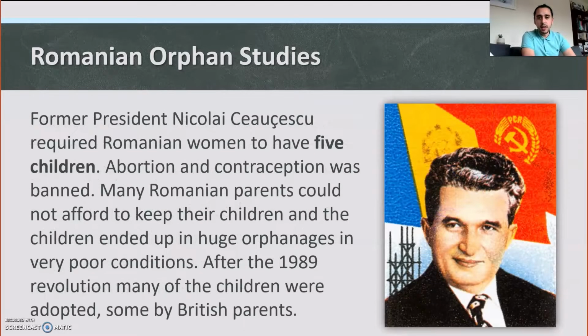Former President Nicolae Ceausescu required Romanian women to have 5 children. Abortion and contraception was banned. Many Romanian parents could not afford to keep their children, and the children ended up in huge orphanages in very poor conditions. After the 1989 revolution, many of the children were adopted, some by British parents.